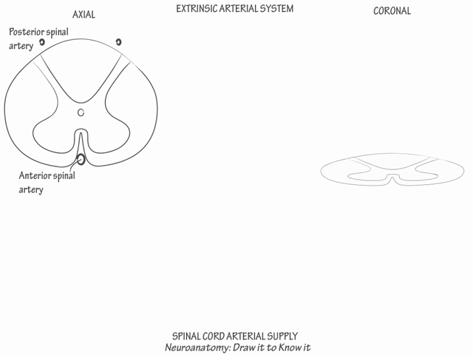Next, in the axial cut, show that generally the anterior spinal artery supplies the anterior 2/3 of the spinal cord and that the posterior arteries supply the posterior 1/3.